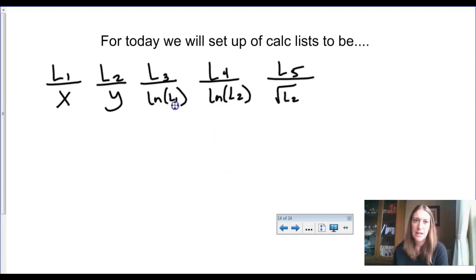Notice I didn't say x for list 1 and y for list 2, which is what it is. This is just helping me to know what I have to physically type into my calculator's list headers. So keep this handy. We're going to have to keep going back to this over and over again.